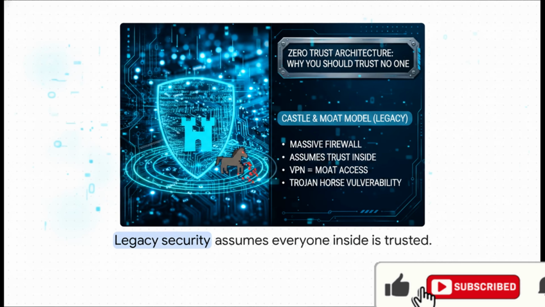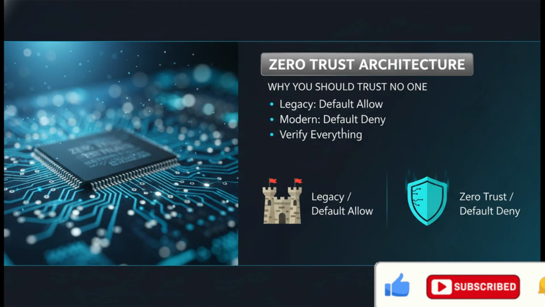But think about the classic Trojan horse. If an employee's laptop gets snagged at a local cafe and their VPN session is still active, that attacker is instantly inside the castle. The moat is completely useless. So there's a really stark contrast between that outdated model and our modern reality. Legacy security trusted you based on your location. Basically, if you looked like you were internal, you were allowed in by default.